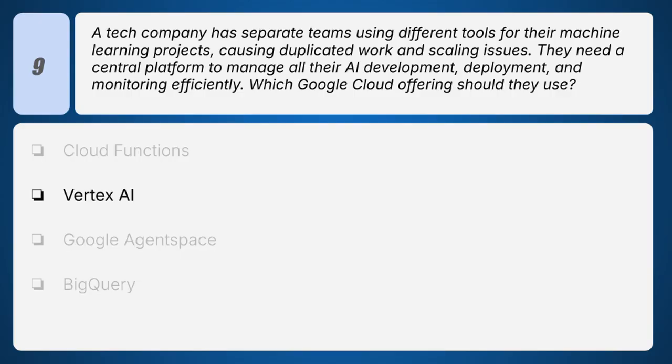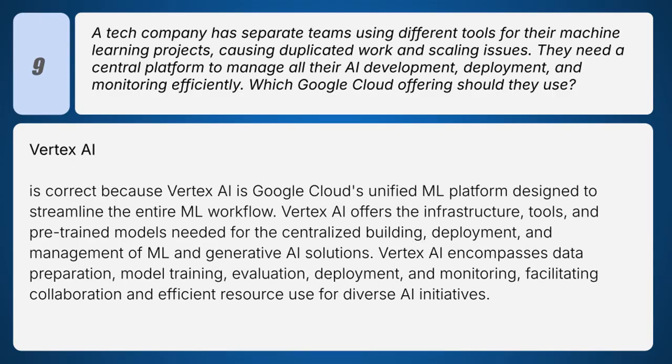Vertex AI. Vertex AI is correct because Vertex AI is Google Cloud's unified ML platform designed to streamline the entire ML workflow. Vertex AI offers the infrastructure, tools, and pre-trained models needed for the centralized building, deployment, and management of ML and generative AI solutions. Vertex AI encompasses data preparation, model training, evaluation, deployment, and monitoring, facilitating collaboration and efficient resource use for diverse AI initiatives.